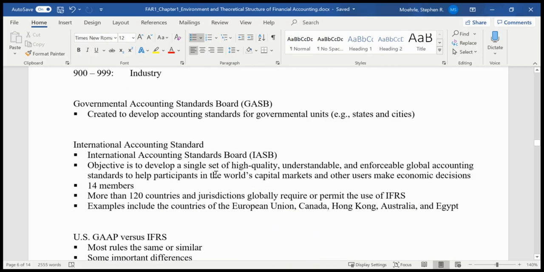There's also a Governmental Accounting Standards Board. It was created to develop accounting standards for governmental units.